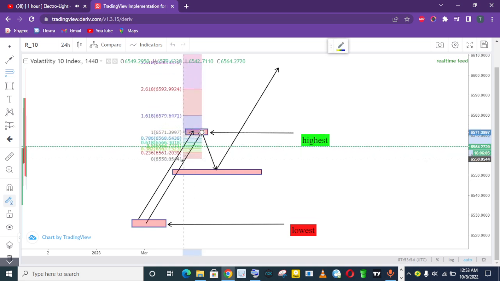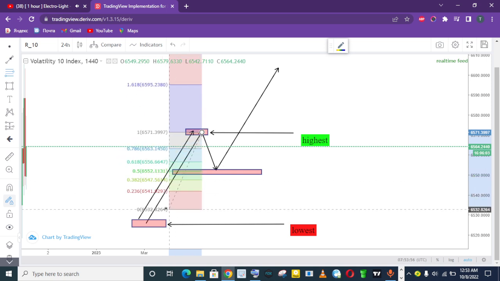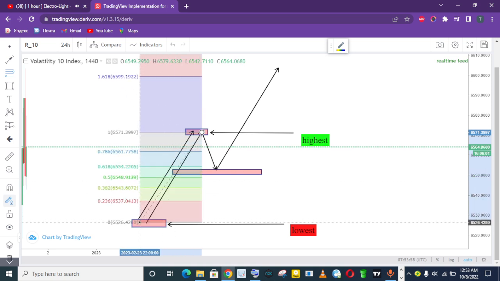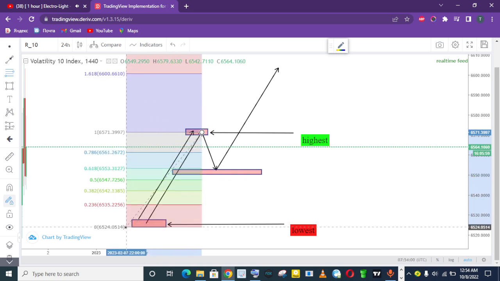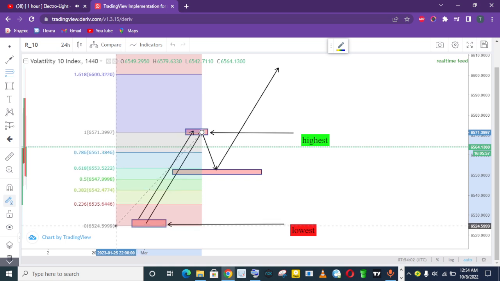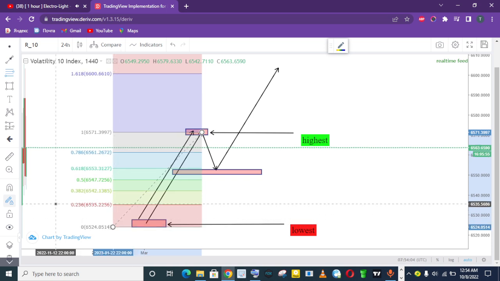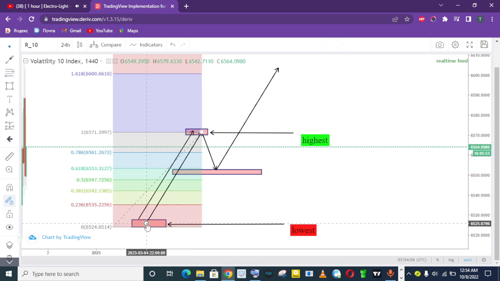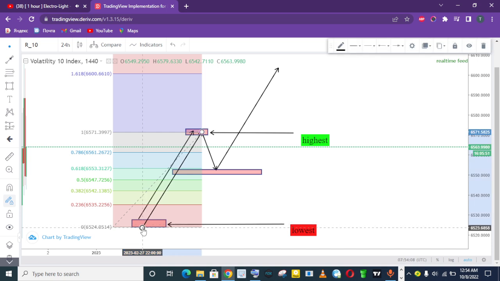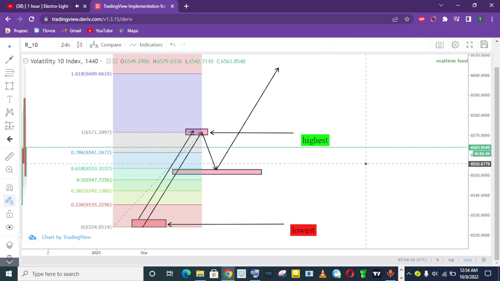Can you see how I'm stretching all the way down? All the way down until it touches this lowest point here, this lowest point of the other impulsive move, as you can see here. I've stretched my fib retracement from the highest point of the impulsive move down to the lowest point of the impulsive move, and certain ratios have been applied to my chart.